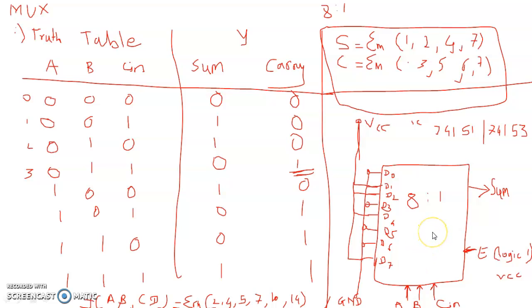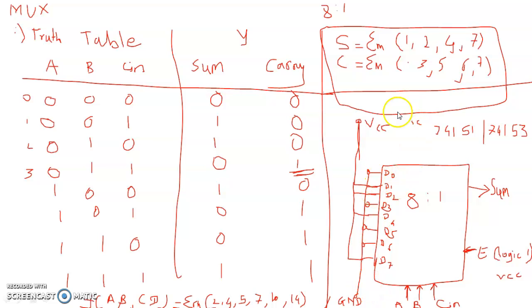So one IC is required, because this is the 3-bit truth table. So 2 raised to 3, 8 input conditions are there. So you require an 8:1 multiplexer, because you require 8 data inputs. So the 8 data input lines are from D0 to D7. Total number of data lines are 8. It has only one output, that is sum. The enable strobe input signal is connected to logic 1 or logic high, and the VCC connection is there, VCC and ground.